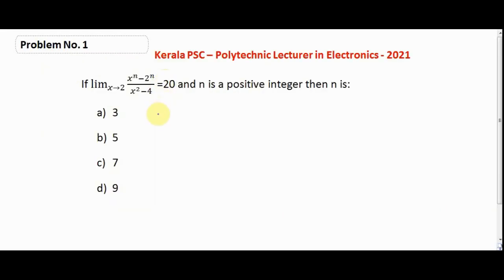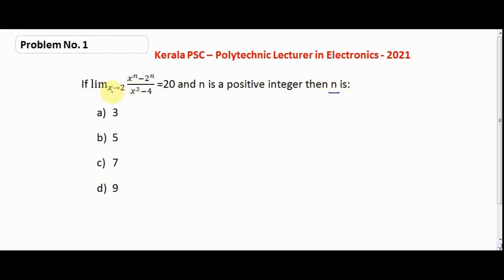Now let's see a few exam questions. Problem number 1. If limit x tends to 2, (x^n minus 2^n) divided by (x squared minus 4) is equal to 20 and n is a positive integer, then n is. We are asked to calculate the value of n. It is given that n is a positive integer and n has to satisfy this condition.